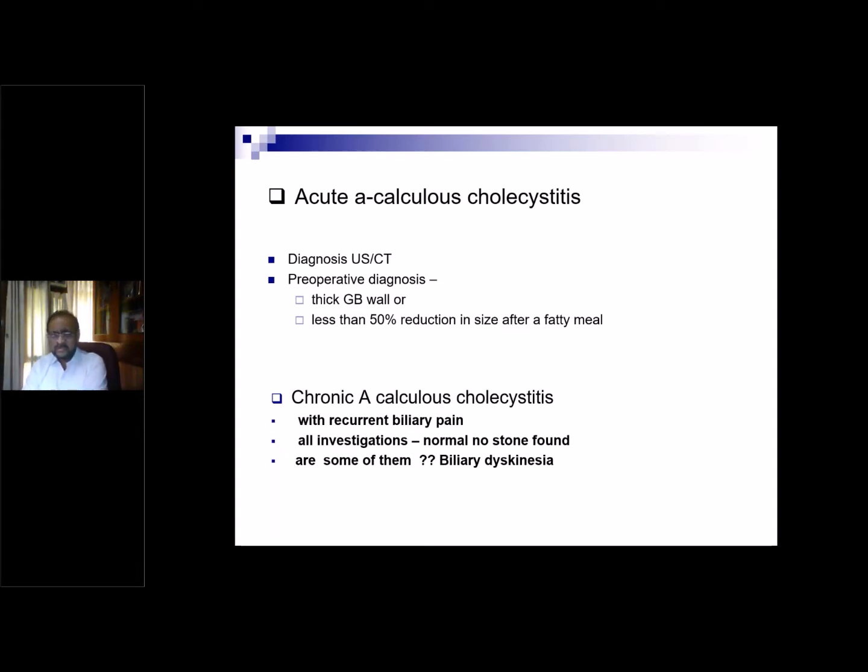It could also occur as a chronic condition, which is basically what we talked about last time, biliary dyskinesia. Are some of them biliary dyskinesia? We still don't know. So this patient would present with recurrent biliary pain, and all investigations would be normal in this particular patient.